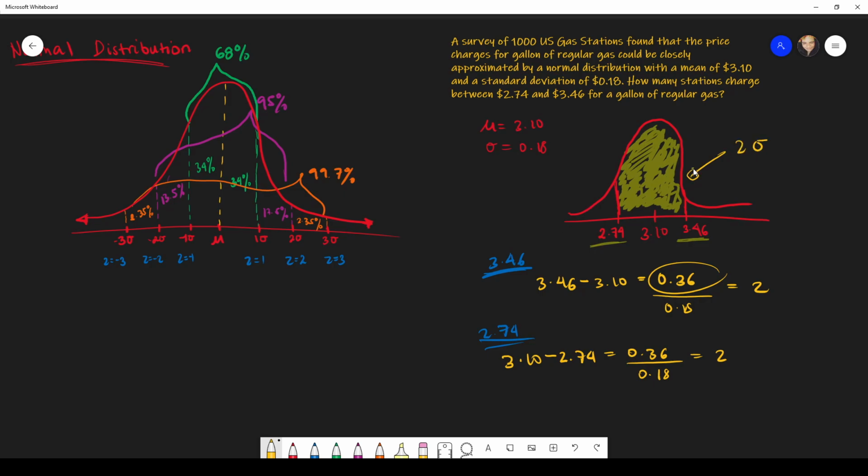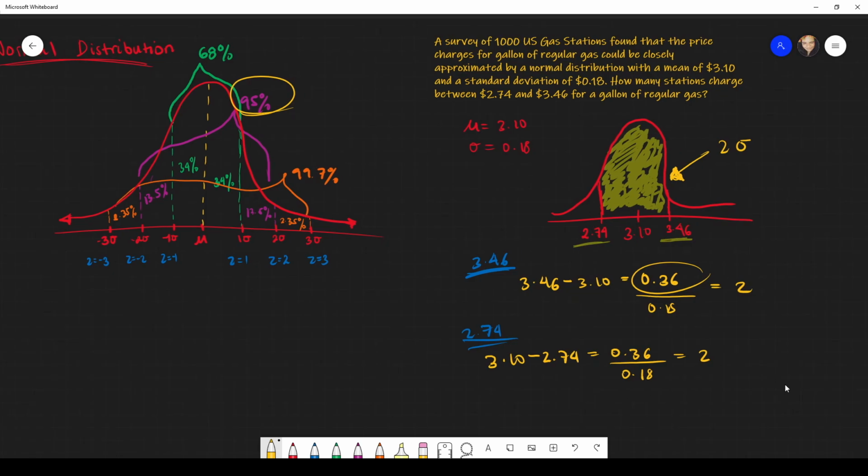Now, what does the empirical rule tell us? If your data lie between 2 standard deviations above and below the mean, then that's 95% of our distribution. Here, it's 95% of our distribution. So the answer for this question, how many stations charge between 2.74 and 3.46 US dollars, is 95% of the total number of gas stations.